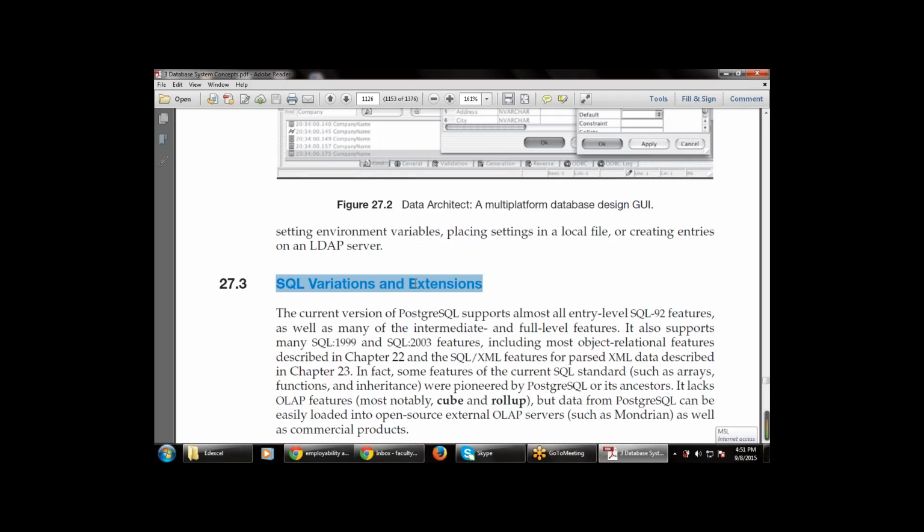Then the next is the SQL variants and extensions. The current version of PostgreSQL supports almost all entry level SQL-92 features, as well as many of the intermediate and full level features. It also supports many SQL:1999 and SQL:2003 features, including most object relational features described in chapter 22, and the SQL/XML feature used for parsing XML data.